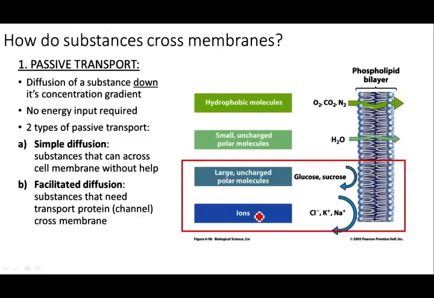Then there's also facilitated diffusion. These are for things that are still going down their concentration gradient and it doesn't require energy, but these are things that can't go across on their own. They're repelled by that hydrophobic inner layer, so they need some help. Facilitated means helped. So it's still diffusion, just going down its concentration gradient, but it's helped, and it requires a transport protein.